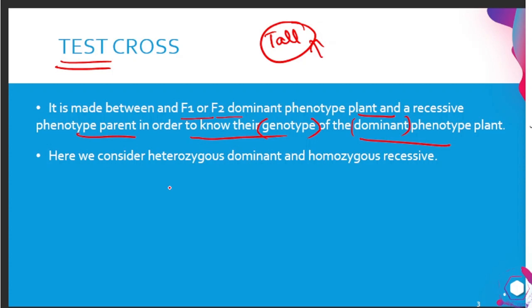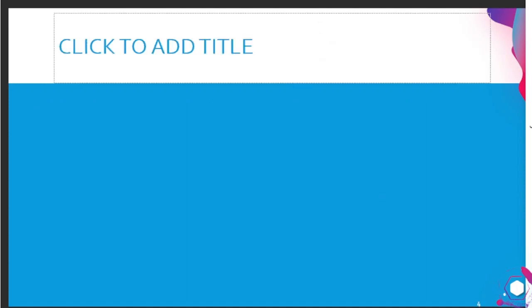For the test cross, you will consider the heterozygous dominant and the homozygous recessive. Heterozygous means we already studied that two different types of alleles will be present. Homozygous means the same alleles will be present. So let us do the cross now and try to understand the complete information.